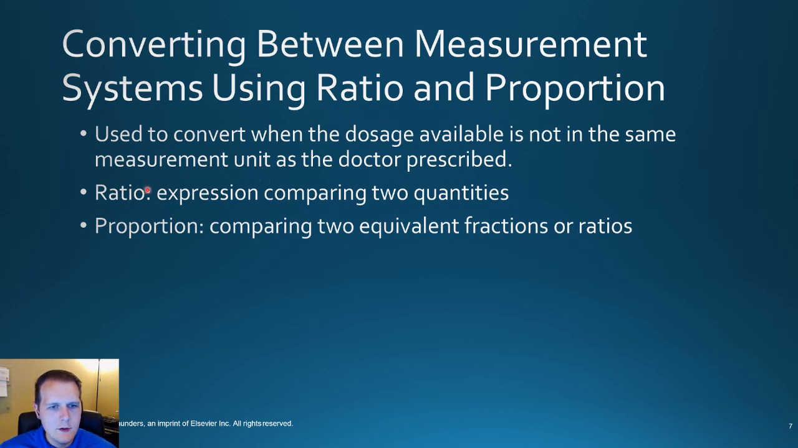And so with the ratio, you're going to see this is basically an expression comparing two quantities, whereas a proportion is comparing two equivalent fractions or ratios. And I'll show you some examples of what that looks like in just a few moments here.